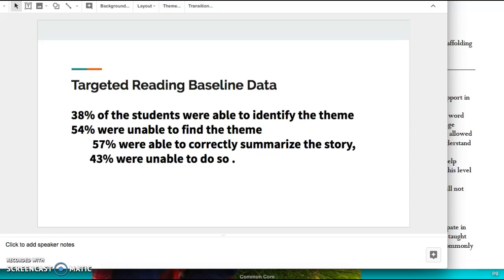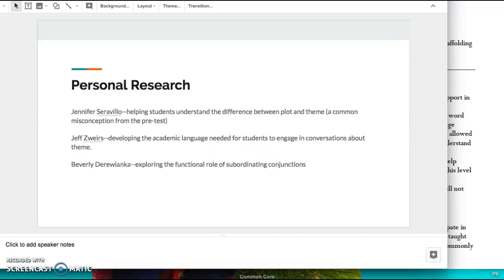So once I had that information, I knew that I needed to do a little bit of learning on my end before I could start really delving into this with my students. So I consulted some works that I had by 3 different authors. Jennifer Serravallo wrote a wonderful book called The Reading Strategies Handbook.